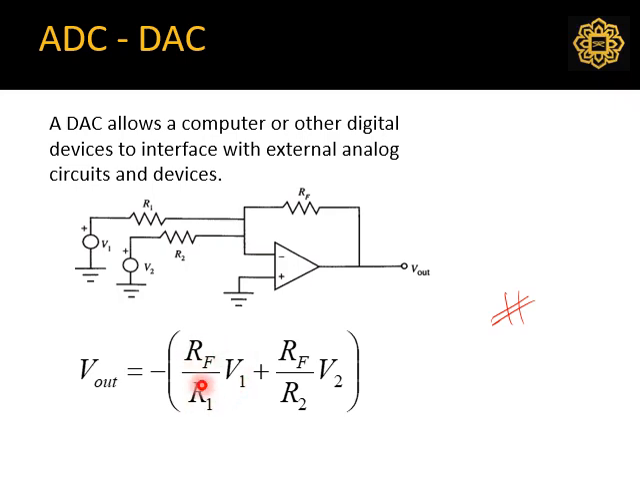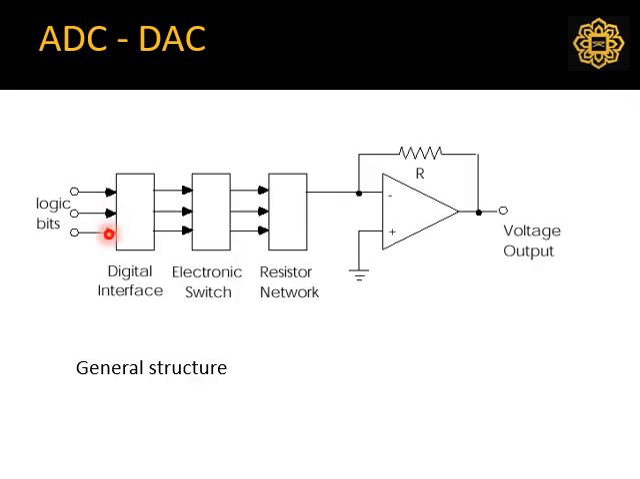Then you can also set the RF to the same value and vary R1 and R2, and accordingly you can get different voltage outputs based on the different switching. So let me show you one DAC converter. Basically you turn different switches on and off through a digital interface, and these electronic switches feed the resistor network, and then you have the op-amp circuit.